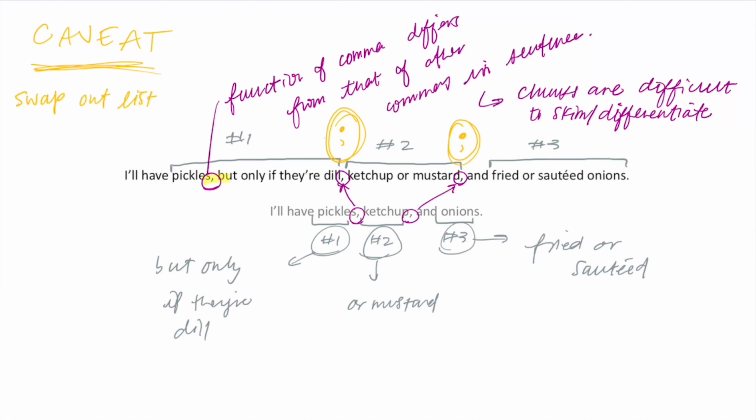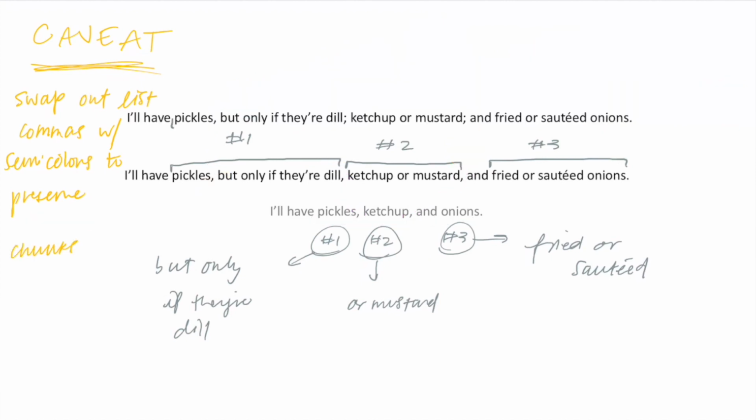If we swap in a semicolon for the commas that are differentiating chunks within a list, this will preserve the distinction between each of the chunks. So our new sentence reads, I'll have pickles, but only if they're dill; ketchup or mustard; and fried or sauteed onions. Again, we have all of our chunks preserved, and each of the punctuation marks within the sentence is very nicely differentiated according to its function.